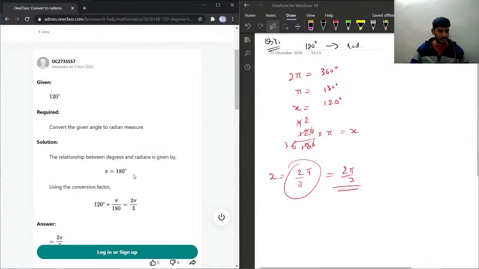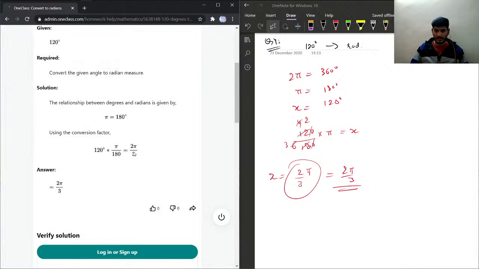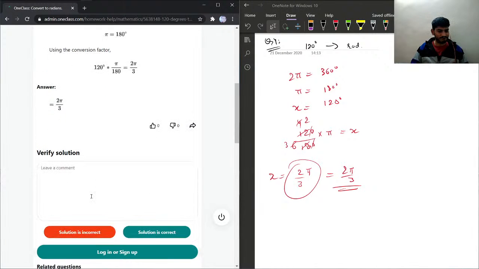So let us check the solution. 2 pi by 3, and full correct solution. Good work.